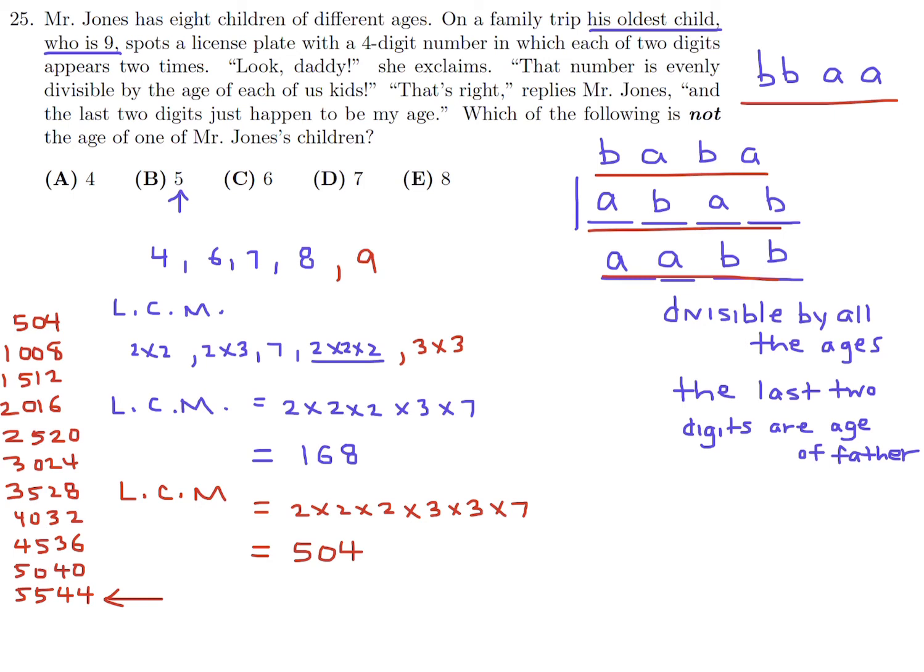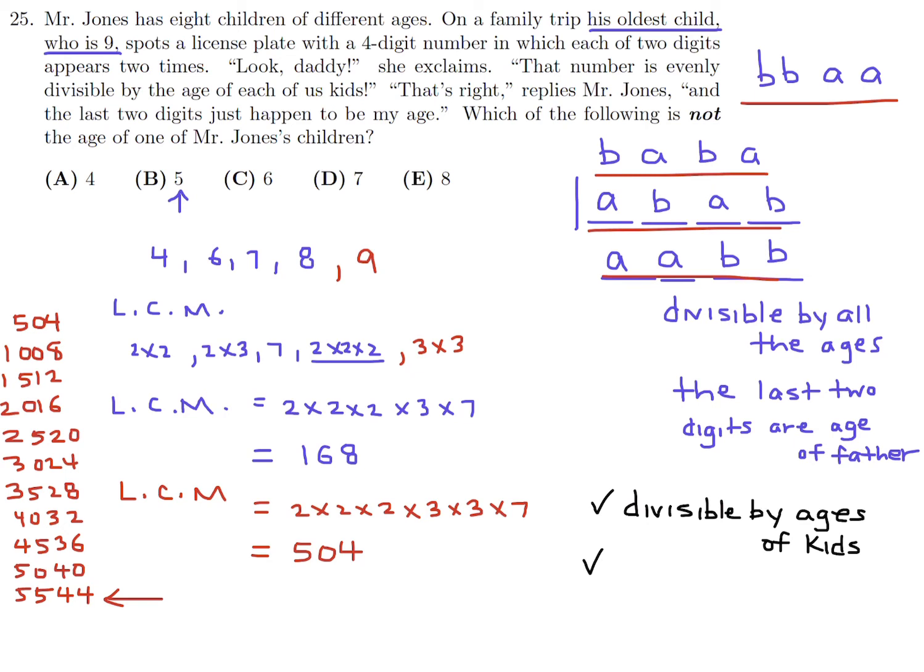Now let's see if it meets our criteria. First criteria is that it has to be divisible by all the ages. And we actually don't know all the ages, but all the ages that we do know, 9, 4, 6, 7, and 8, it divides those. We know that for a fact because we've basically got the LCM. Okay? So that's the first criteria.